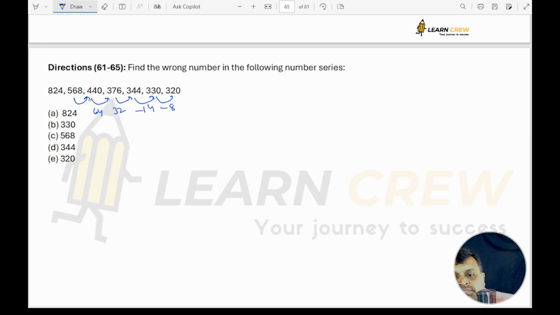Here the difference is 128. Here the difference is 256. So 256 becomes half, 128 becomes half, 64 becomes half, 32 becomes half. So 344 minus 16. It has to be minus, it is actually minus 10. Okay, 330 minus 10, but the logic has to be 344 minus 16.